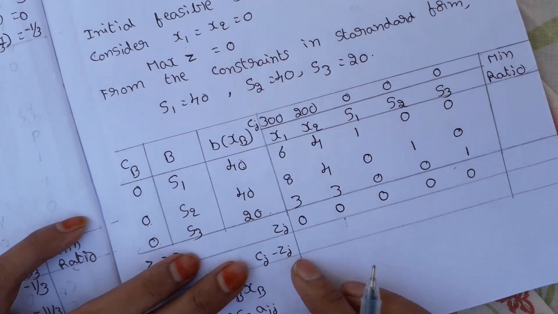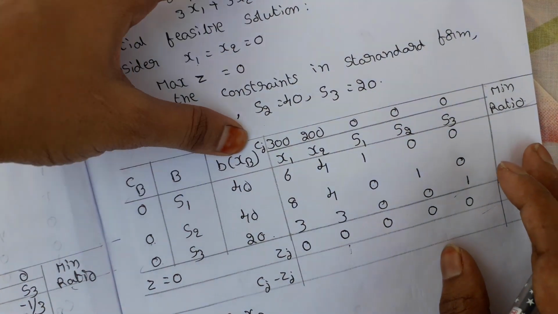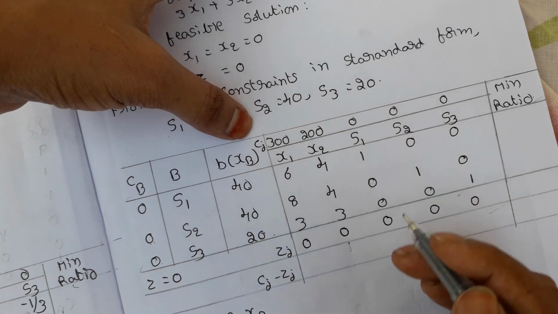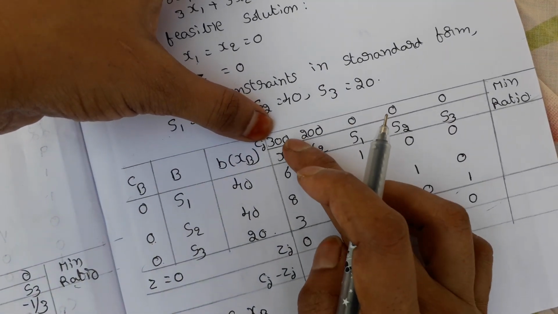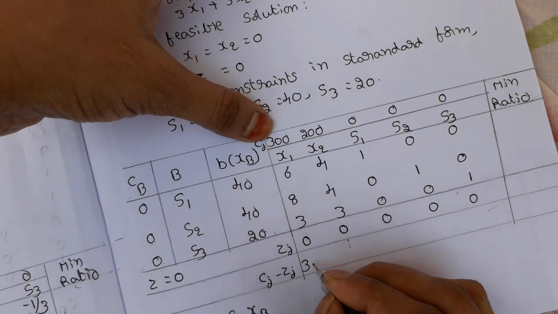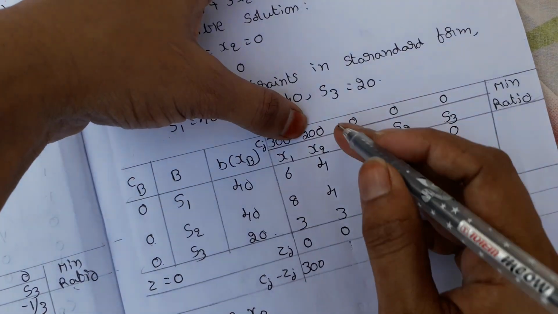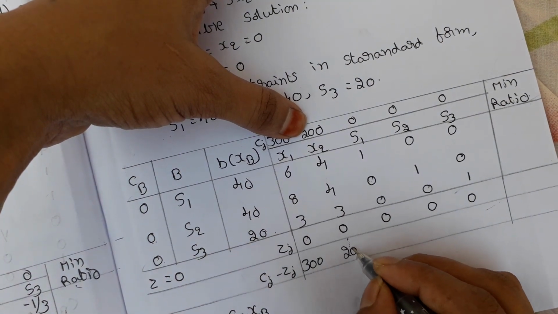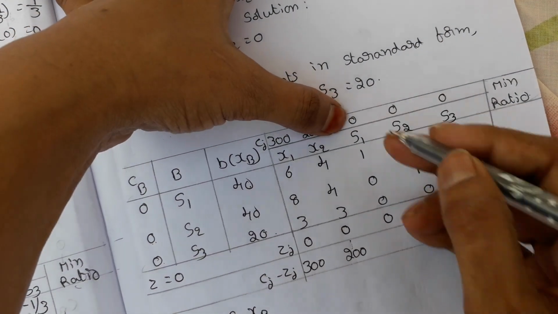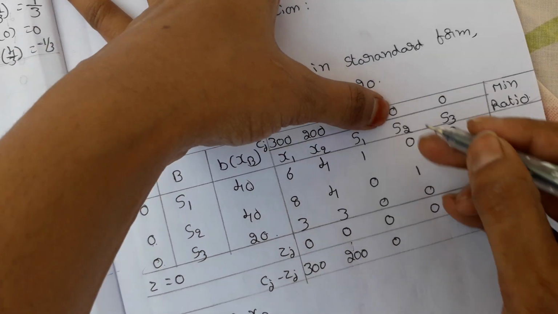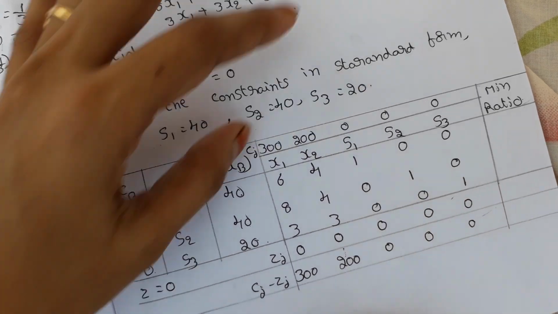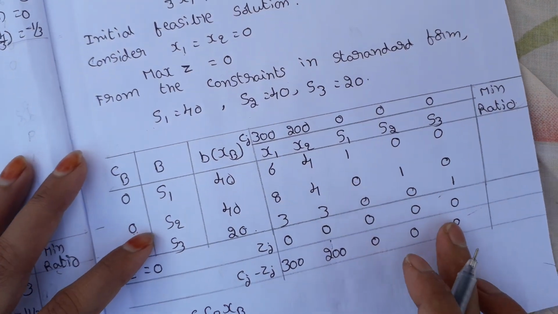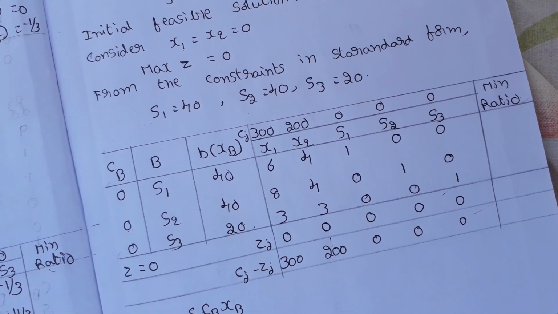Now Cj minus Zj. So Cj values we have already copied from the objective function. Now Zj we have calculated. Cj minus Zj, that is 300 minus 0, that is equal to 300. 200 minus 0, that is again equal to 200. 0 minus 0 is 0. 0 minus 0, 0. 0 minus 0 is 0. Cj minus Zj.